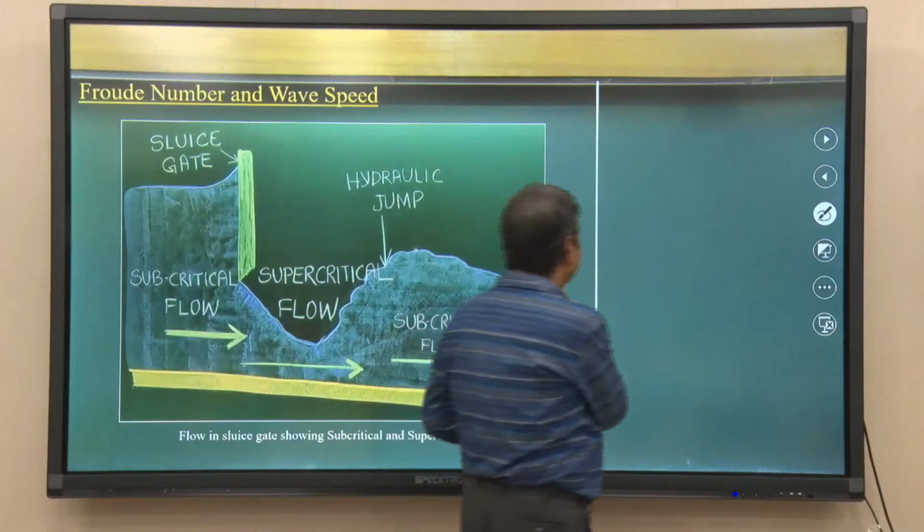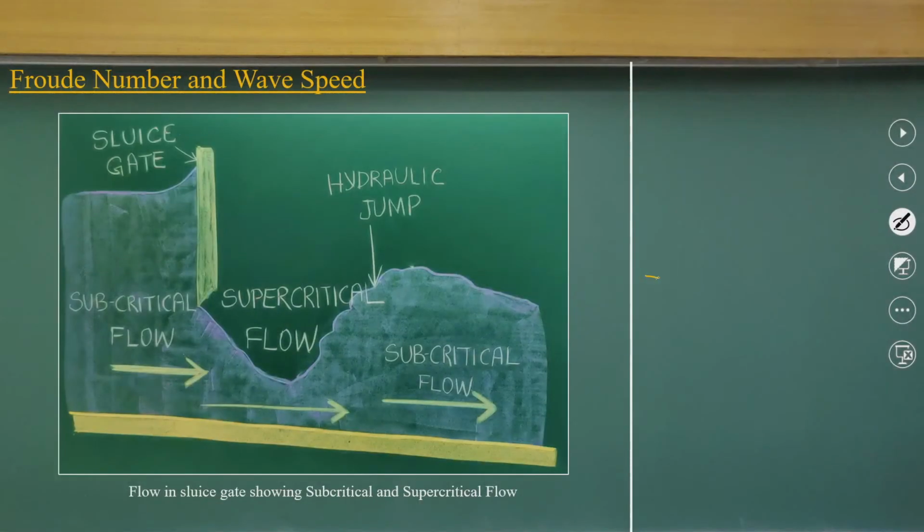As another disturbance, consider that I am just resketching these figures. You have a river and you have a gate. So, you have a gate and you are just lowering the gate, and after that you keep the gate in this position here.